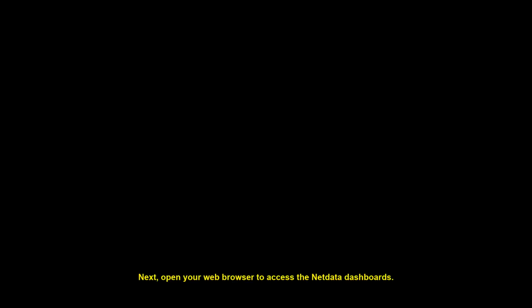Next, open your web browser to access the Netdata dashboards. In the address bar, type your VPS's IP address followed by the port number 19999. It should look like this: http://your_VPS_IP:19999. Press enter to load the Netdata dashboard.